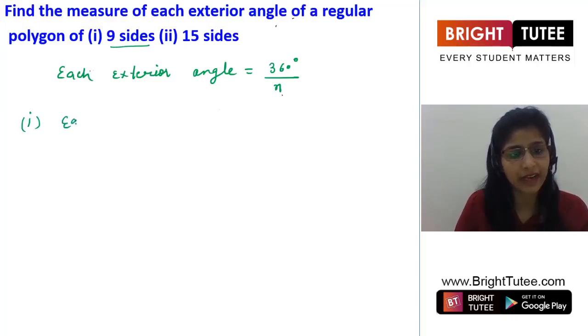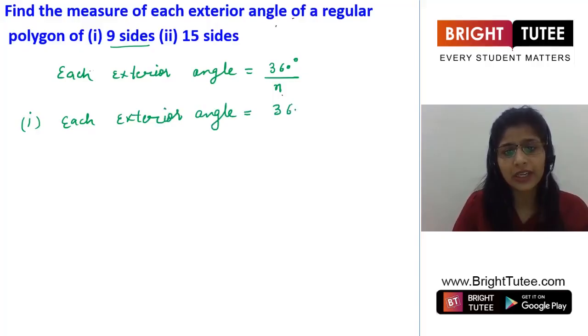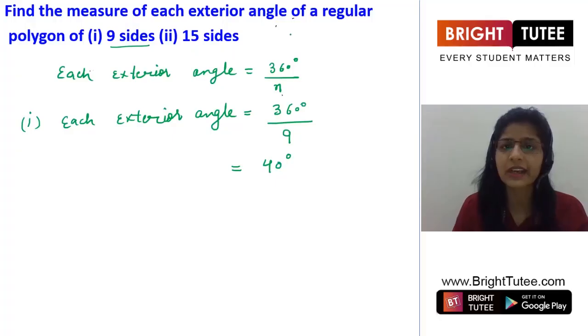So how do we calculate the exterior angle? We will write each exterior angle is equal to 360 degrees divided by the value of n given. We are given n as 9. So we will divide it and we get 40 degrees. So what is the measurement of each exterior angle if the regular polygon has 9 sides? It is 40 degrees. And why is each angle 40 degrees? Because the term regular is mentioned here. So all of them are going to be equal.